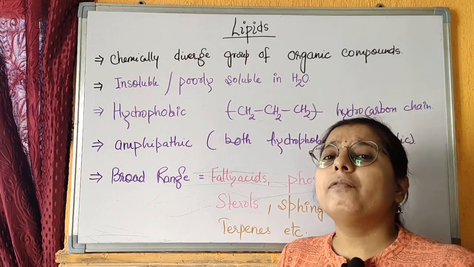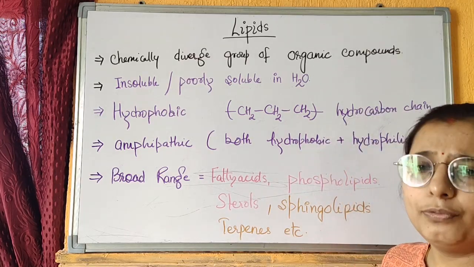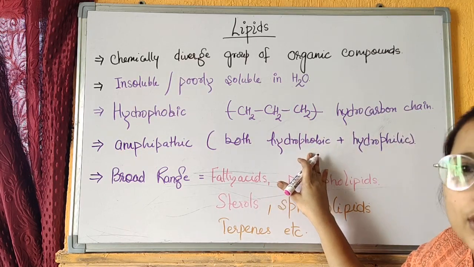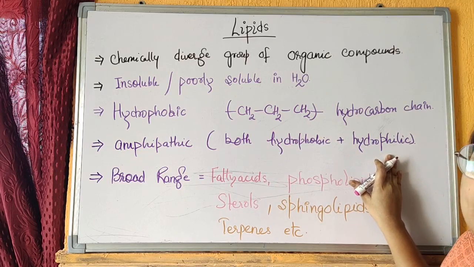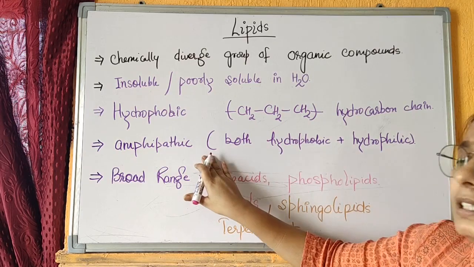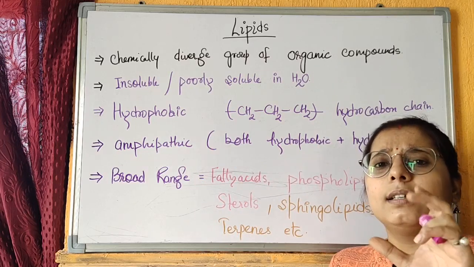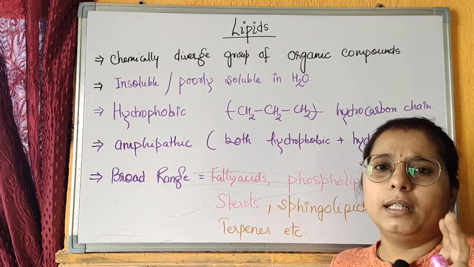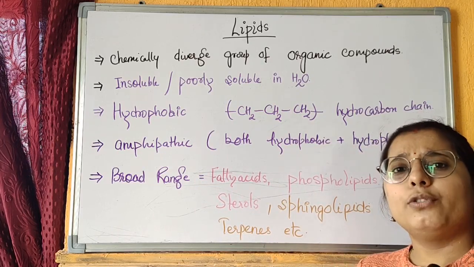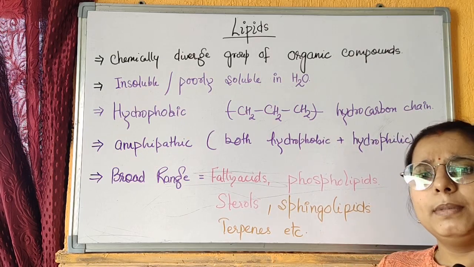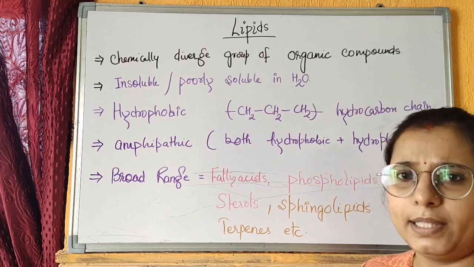But some lipids are amphipathic in nature. Amphipathic means they are both hydrophobic and hydrophilic. Hydrophobic means they are water repellent, they don't like water. But hydrophilic means they are water loving. These amphipathic lipids have two parts. The first part is hydrophobic and the second part is hydrophilic. And these lipids are amphipathic, meaning both hydrophilic and hydrophobic together at the same time.